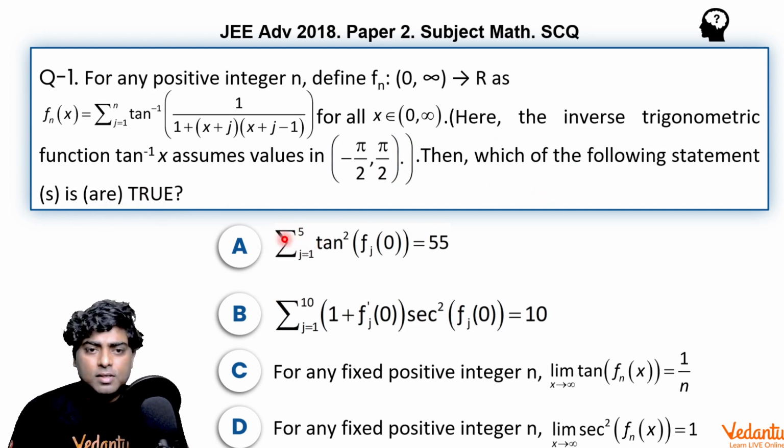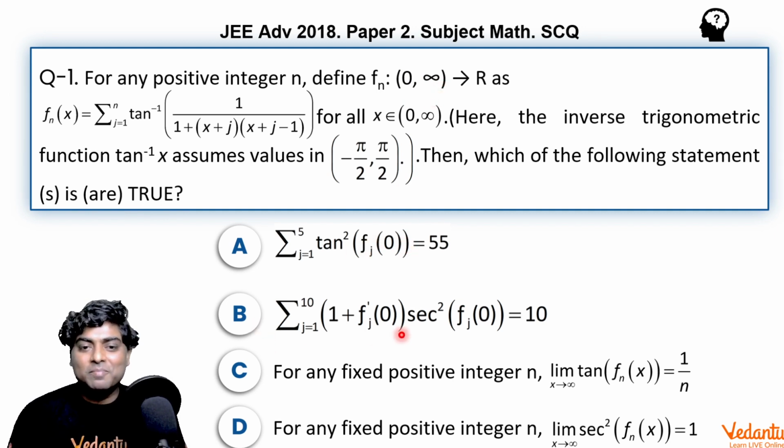Option A: sigma j equal to 1 to 5 tan square of fj(0) equals 55. Oh, here they have done a blunder. Look at the question carefully. Domain does not contain 0. 0 is not there in the domain. It is open at 0, right? And they are asking about f(0).